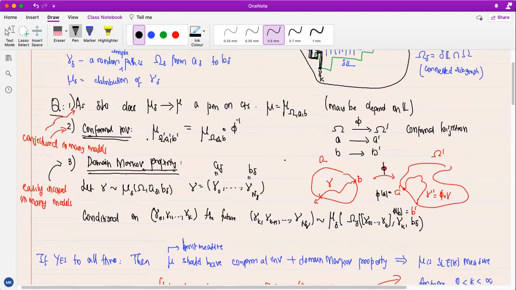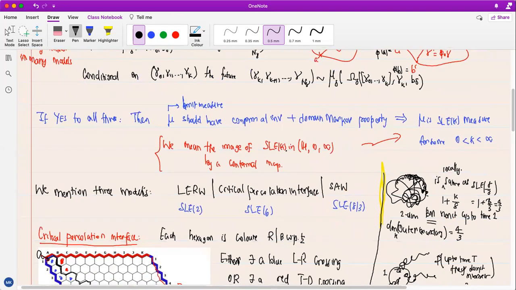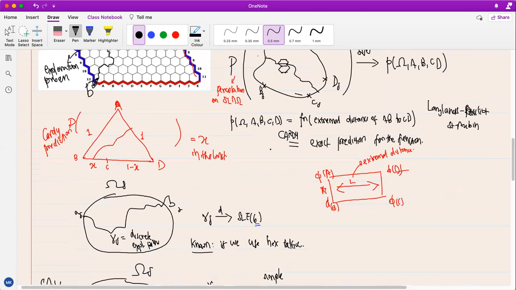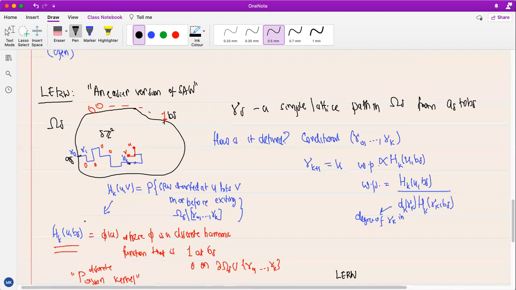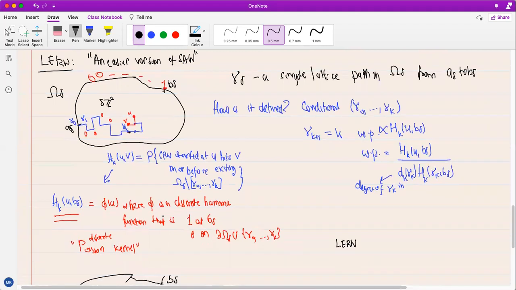When I said SLE in omega from A to B is the conformal image of SLE in the upper half plane from 0 to infinity, that is only well defined if it is already invariant under scalings, which it is. And this is the definition of loop-erased random walk. But my point is that it's already defined in terms of harmonic functions and other things, which make it less surprising that you should have conformal invariance in the limit. So loop-erased random walk converges, as delta goes to 0, to the claim here: SLE with parameter 2.